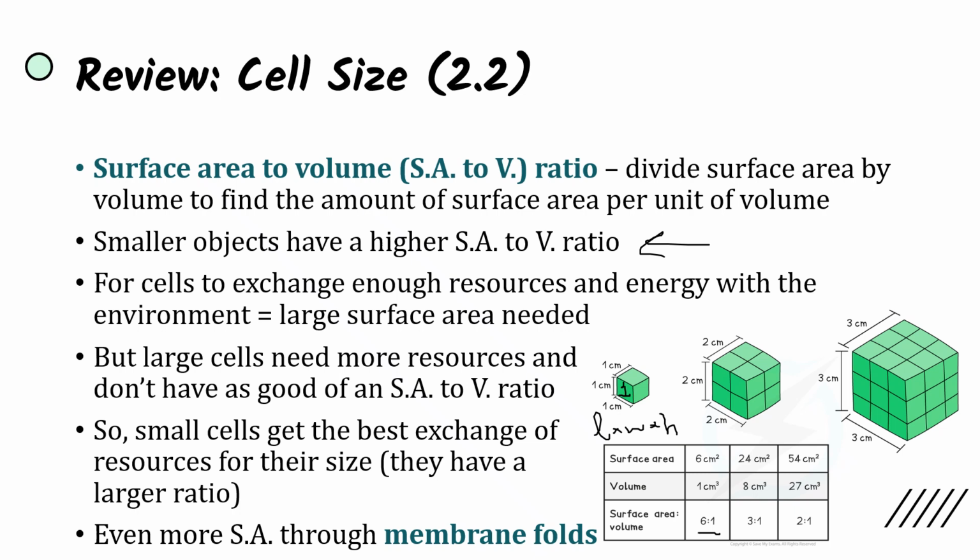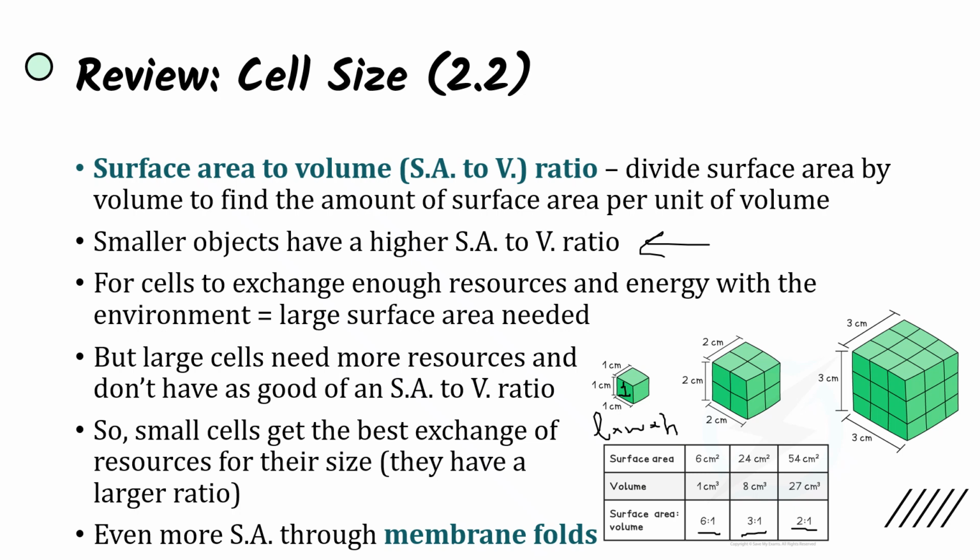Now, moving on to a 2 by 2 by 2 cube, we see that the surface area is 24 centimeters squared and the volume is 8. The ratio has now gone down to 3:1, and going even higher with a 3 centimeter side cube, surface area is 54, volume is 27, the ratio has gone down to 2:1. So smaller objects are going to have a higher surface area to volume ratio. And for cells to exchange enough resources and energy with the environment to support themselves, you need to have a large surface area, because then you're able to have more reactions happening at the same time, more things can go in and out of the cell at the same time.